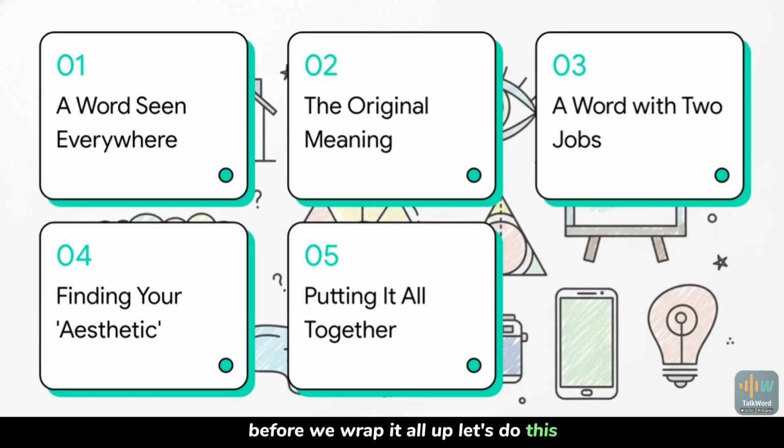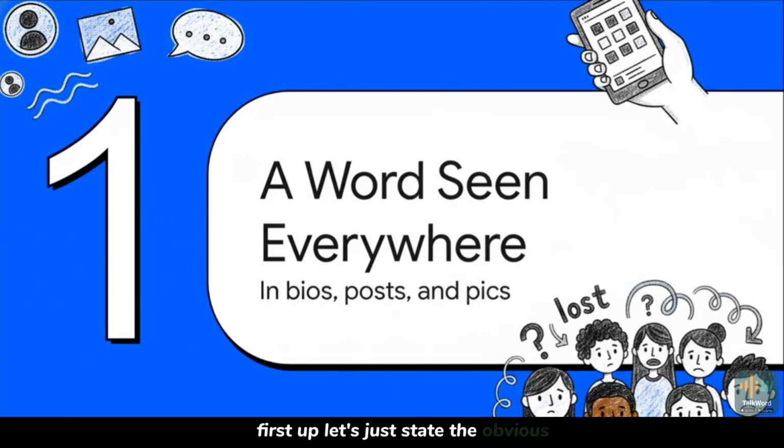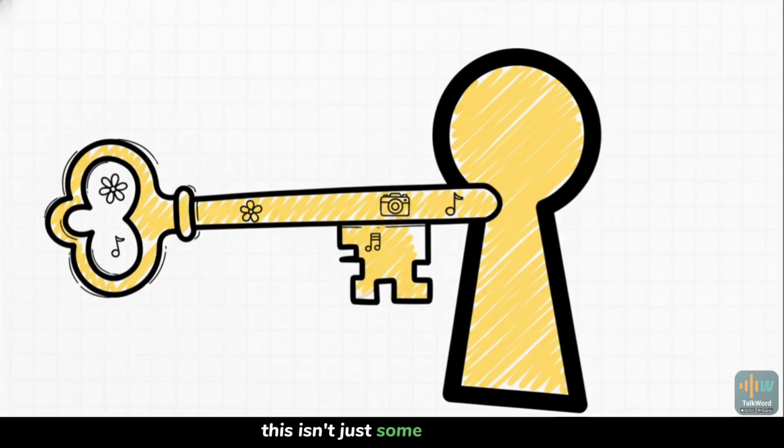Let's do this. First up, let's just state the obvious. You cannot escape this word. It's in social media bios, it's in photo captions, it's all over the internet. And hey, if you've ever felt a little out of the loop seeing it, you are so not alone. But here's the thing, this isn't just some passing trend or a bit of internet slang that's going to disappear next month. Nope. Understanding the word aesthetic is kind of like getting a key. It's a key that unlocks a whole new way to talk about beauty, about your own personal style, and really how you see the world.